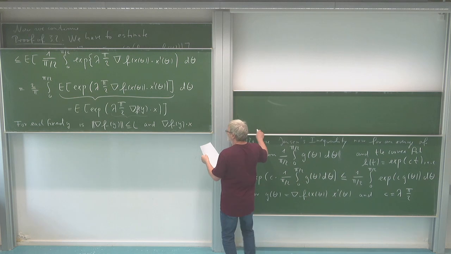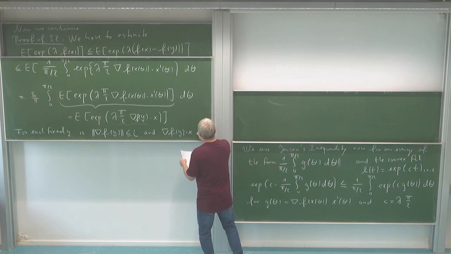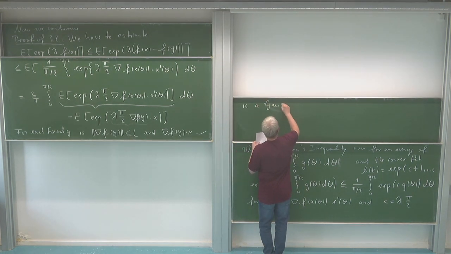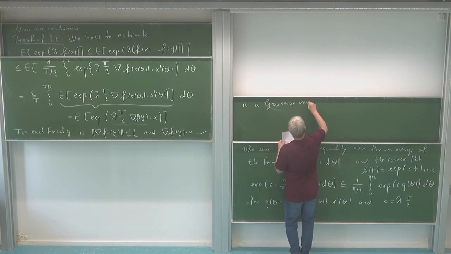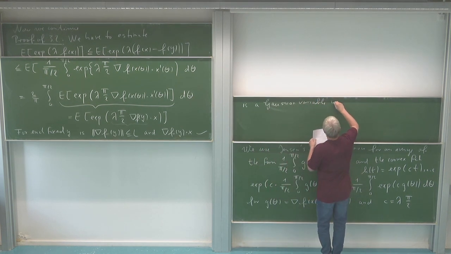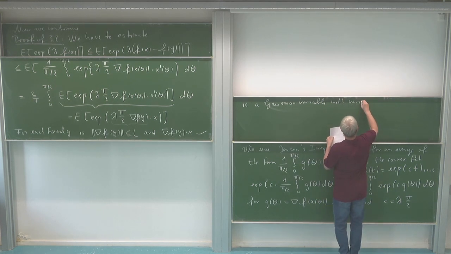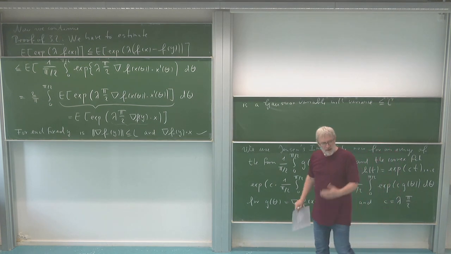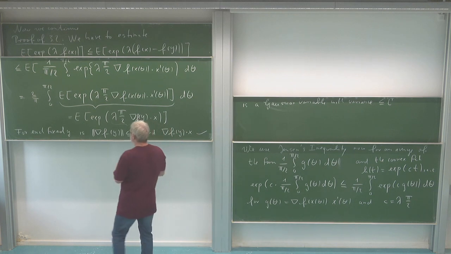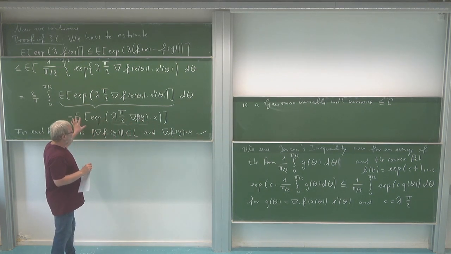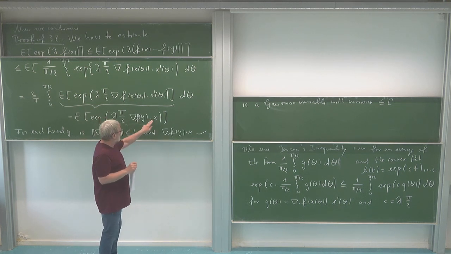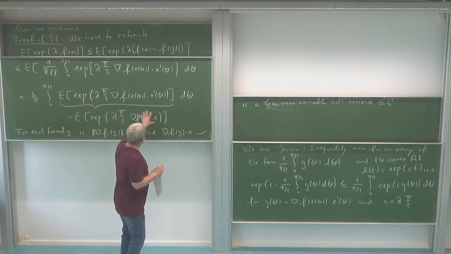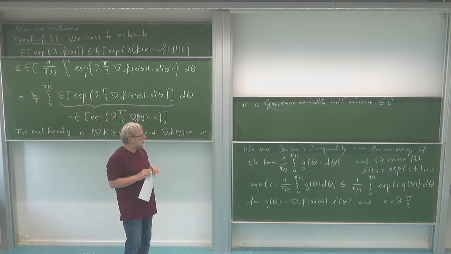So this here is a one-dimensional Gaussian variable with variance less than L squared. Then I'm back to something which I can do. For each fixed y, I can do the expectation over the distribution of x. X has a Gaussian distribution, but then if I look at this, what I get is a Gaussian variable with variance less than L squared.